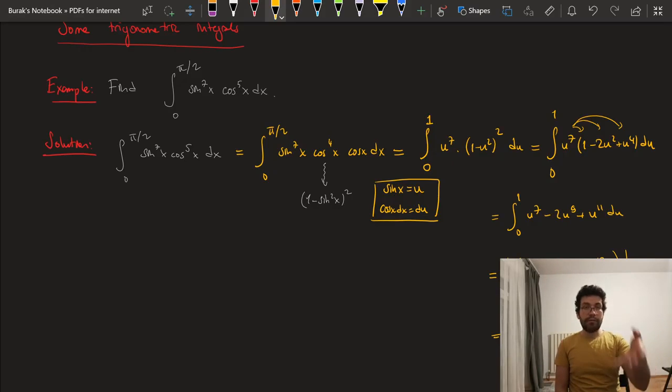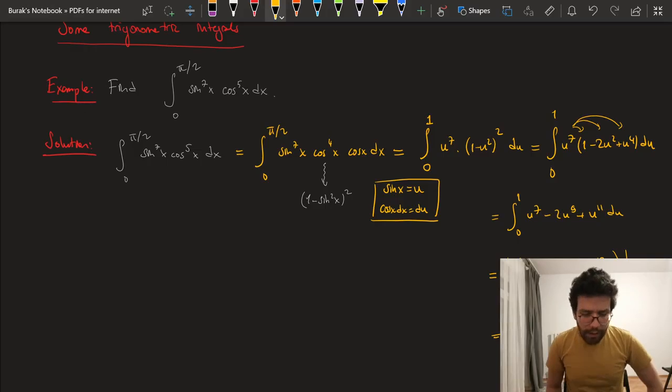So what did I do? My integrand is of the form sine to some power times cosine to some power. I ask myself the following question: is one of the exponents odd? Yes. For example, the exponent of cosine is odd. So in that case, split off one of the cosines and call sine of x u, and then you're going to get a polynomial, which you know how to integrate because you know the integral of x to the power n.